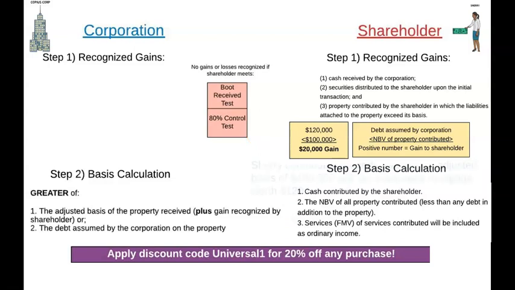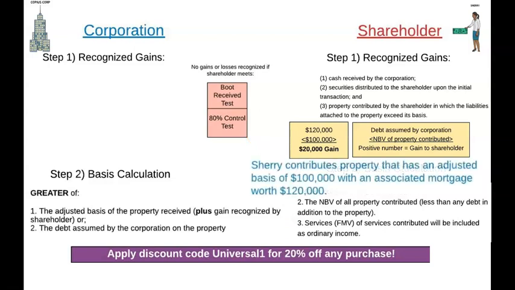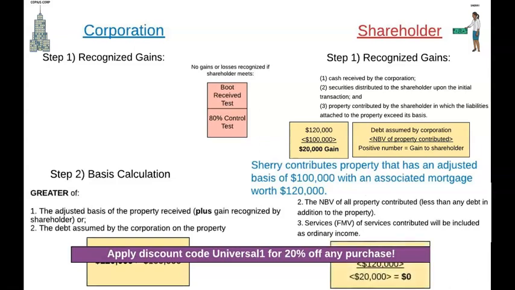So for one last time, back to our example. Sherry contributes property that is worth $100,000. That property still has a mortgage of $120,000. So we already calculated the basis to the C Corp. We said it was $120,000. But the basis to the shareholder is going to be what? This is going to be $0. And why is that? Because the basis to the shareholder can never, ever be less than $0.